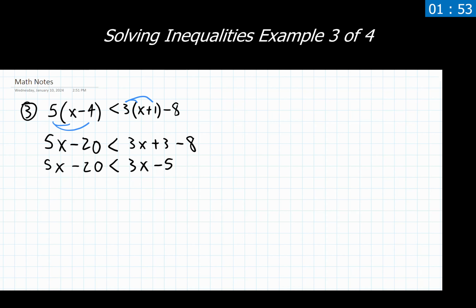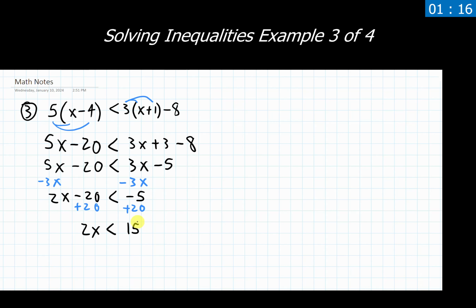And now I have 5x minus 20 is less than 3x minus 5. Fantastic. We're just going to go through and solve this thing like we did in previous problems. I'm going to get rid of the lower valued variable term, this 3x here. So I'm going to subtract 3x from both sides. I'm left with 2x minus 20 is less than negative 5. I'm going to end up adding 20 to both sides to get the 2x all by itself. And that gives me 2x is less than positive 15.